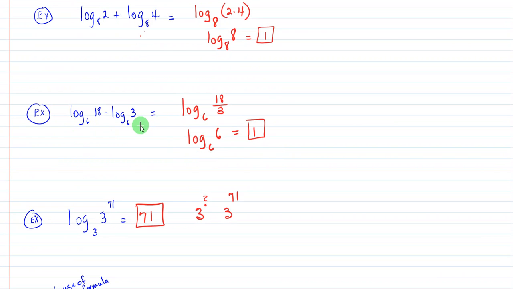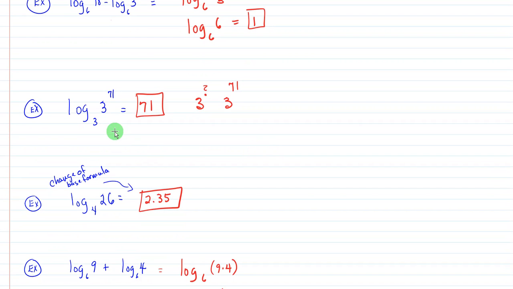This is a subtraction, so we know that we can write it as a single log that's a quotient. Log base 6 of 18 over 3, we end up with log base 6 of 6, we still get a 1. All right. This one throws people all the time, and it's so easy. Log base 3 of 3 to the 71. What does that equal? Well, if you write it as an exponential, 3 to what power gives me the argument that is 3 to the 71? And then you can see this question mark has to be 71.